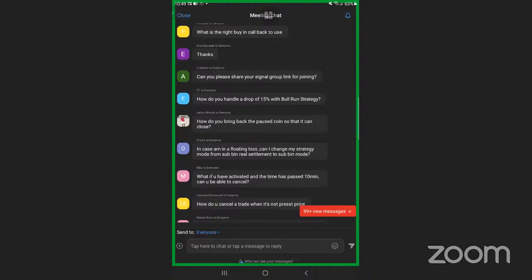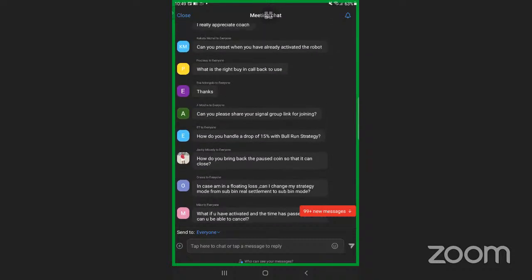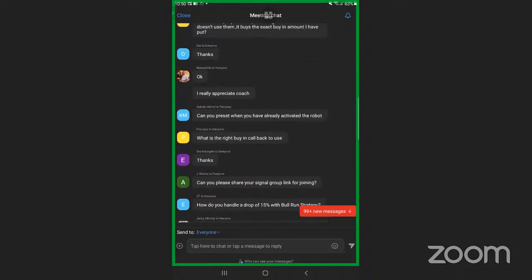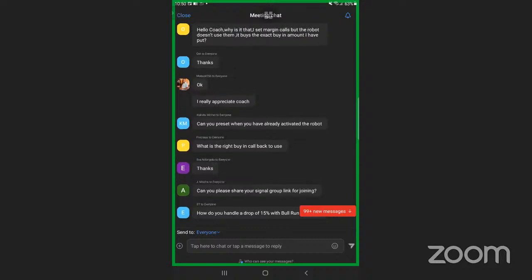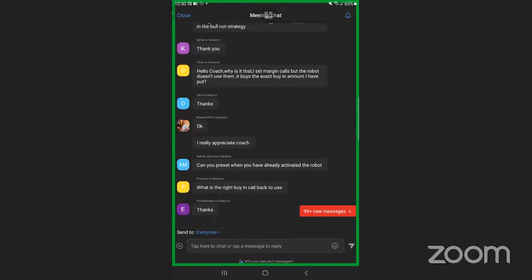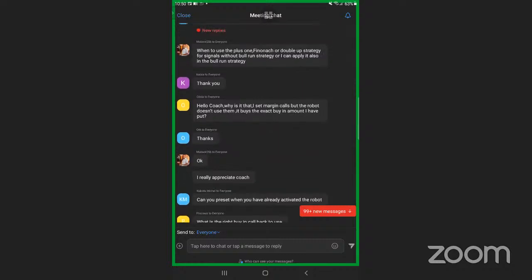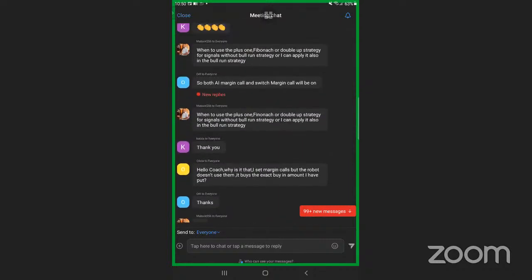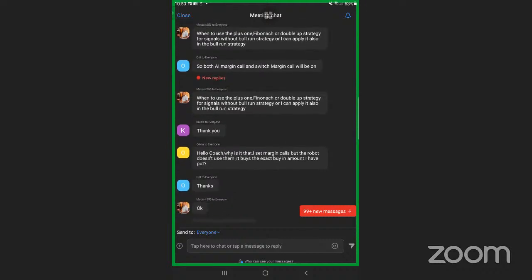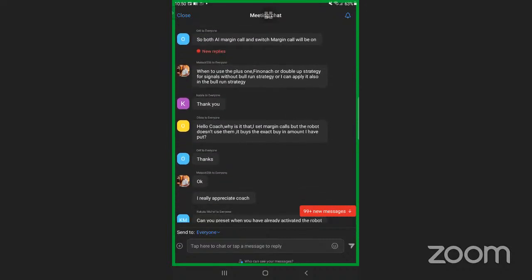How do you bring back a paused coin? You tap here. I think I'm jumping the questions now. Let me fold them in their order, sorry for that, so that I'm able to do justice.